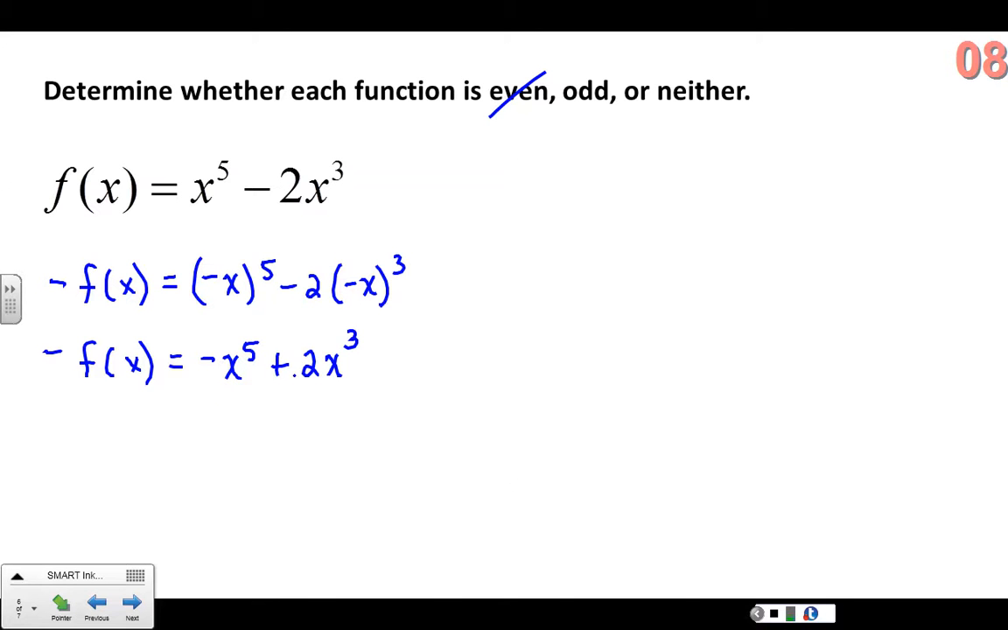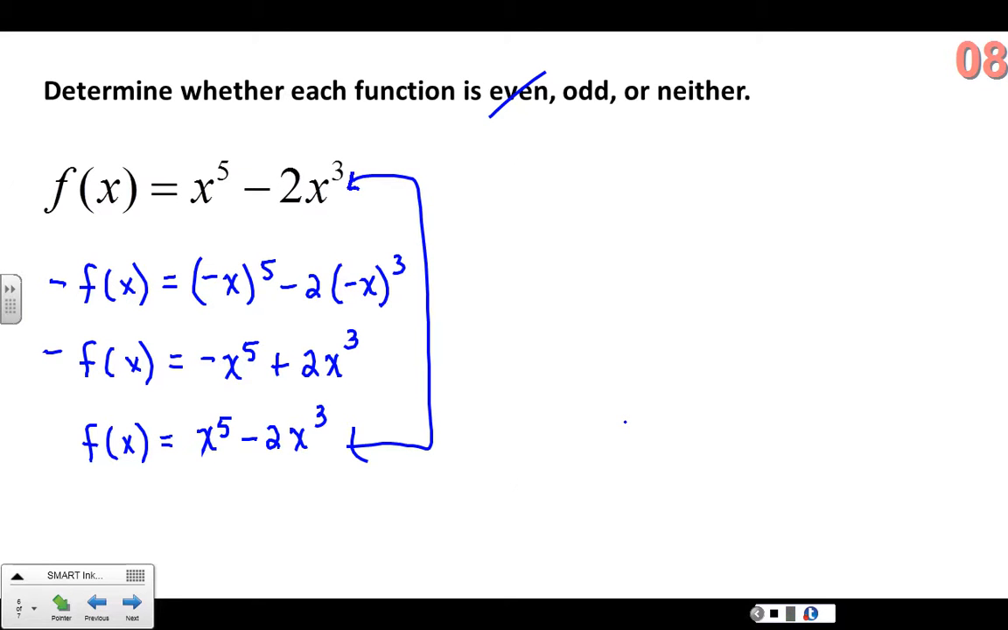which makes positive. But now that we have the negative in front of the f of x, if I distribute that negative, or in other words, divide through by negative 1, look what we have. We have the same thing we had originally. So since this function has symmetry with respect to the origin, we also can classify this as an odd function. Let's try one more.